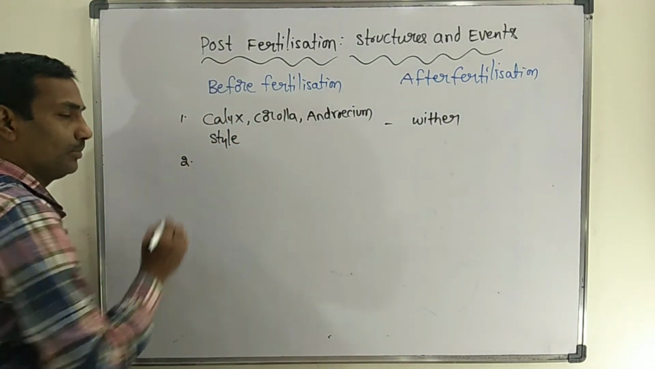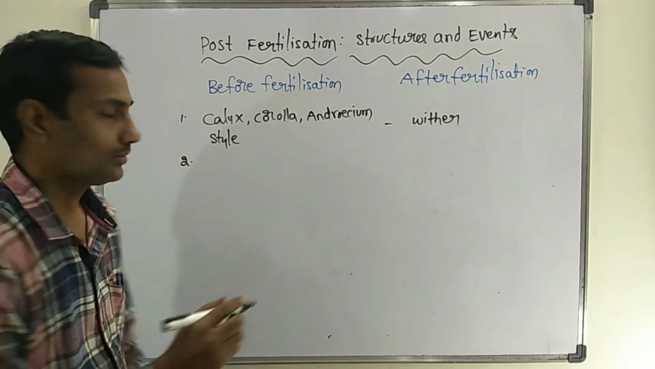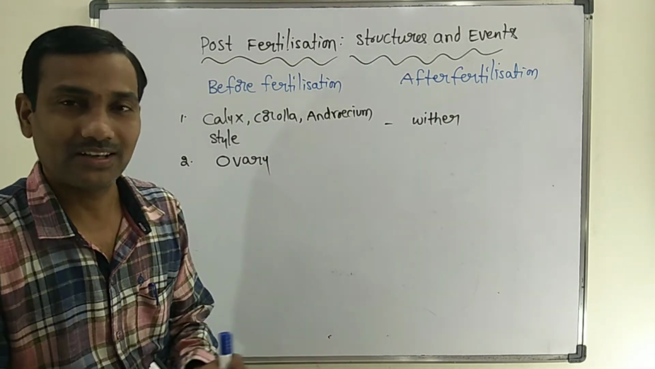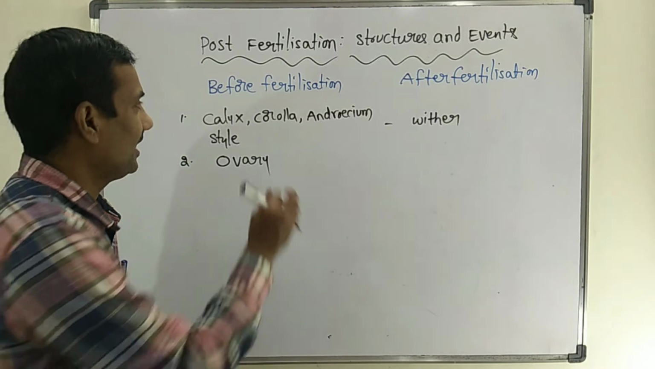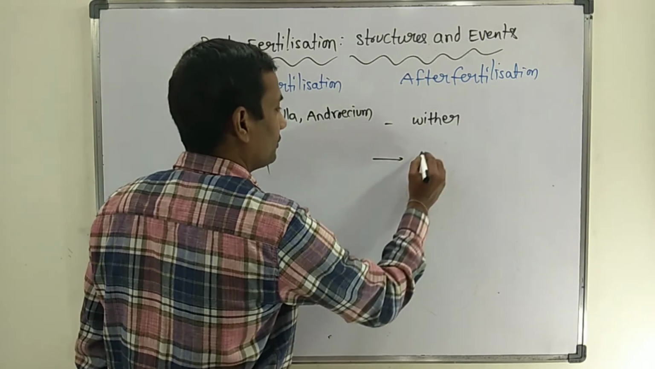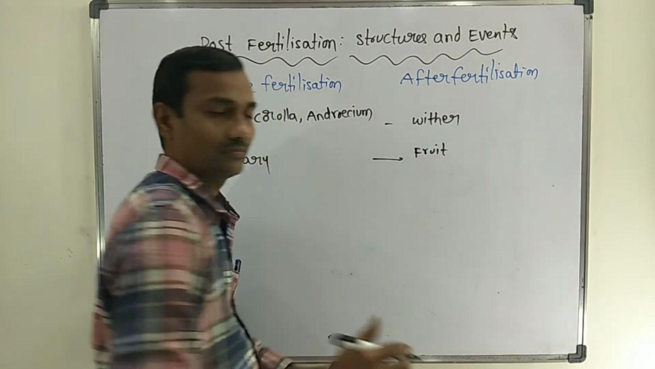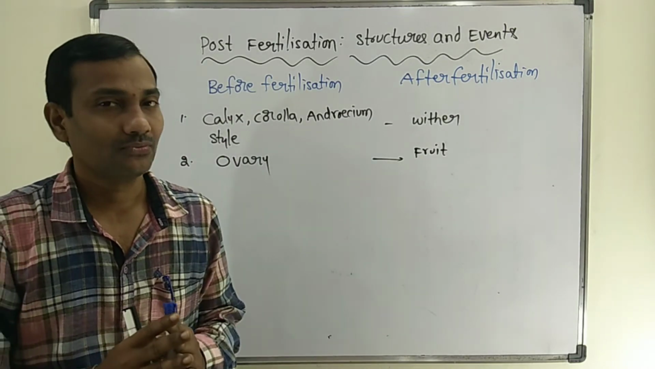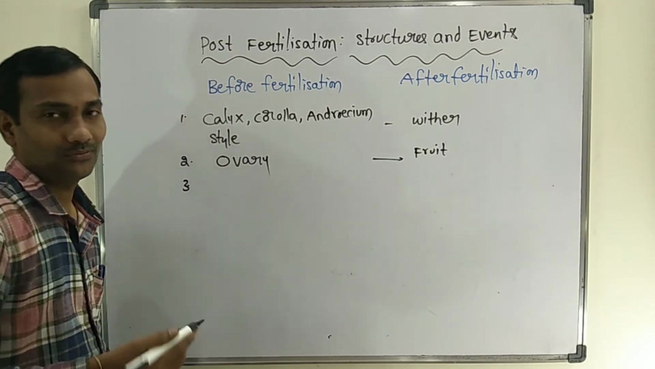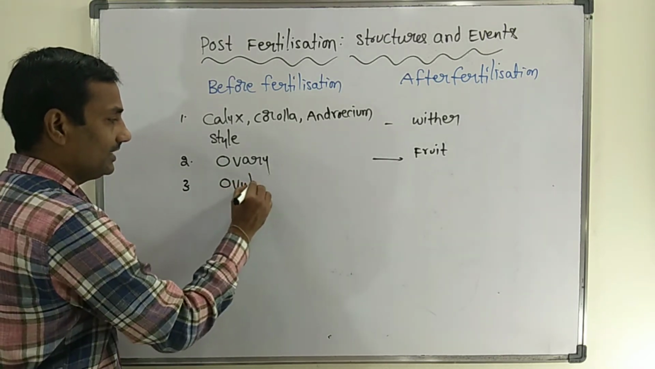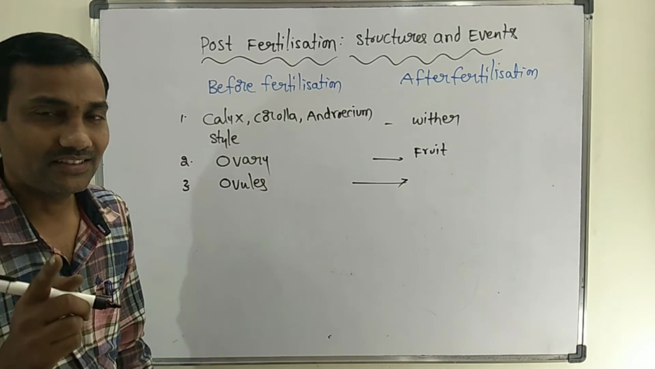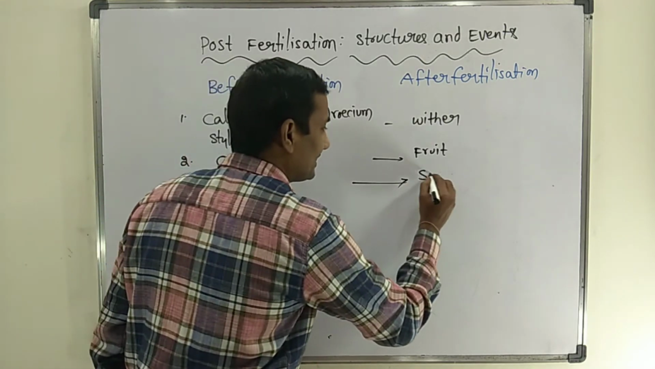The second important part before fertilization is the ovary, that is the basal swollen part of the pistil or carpel. After fertilization, the entire ovary converts into fruit. The third important part: what does the ovary consist of? The ovary consists of ovules before fertilization, whereas after fertilization, each and every ovule converts into a seed.